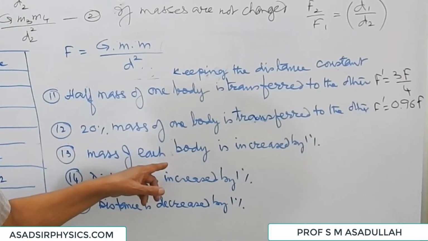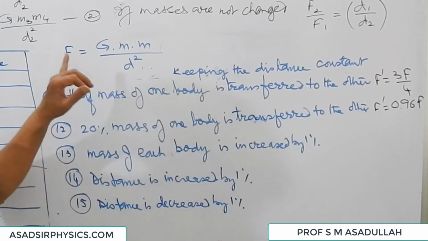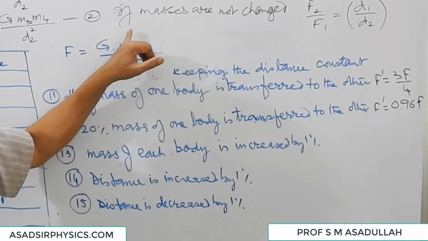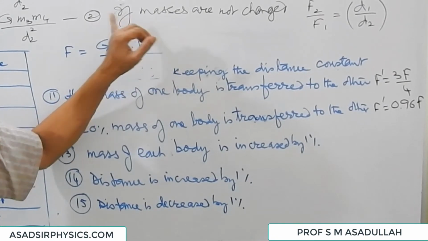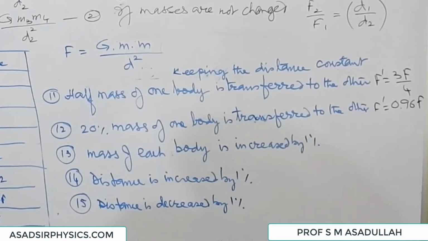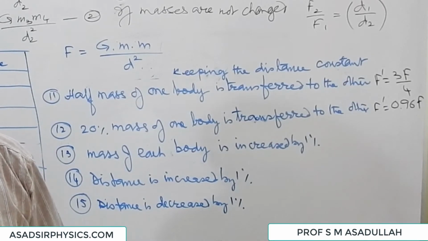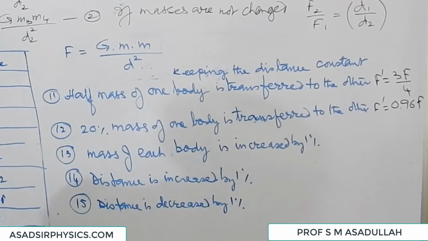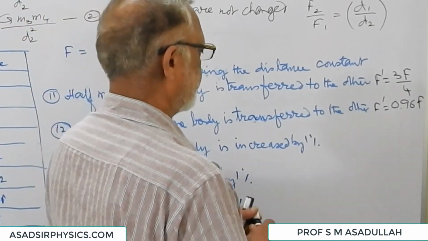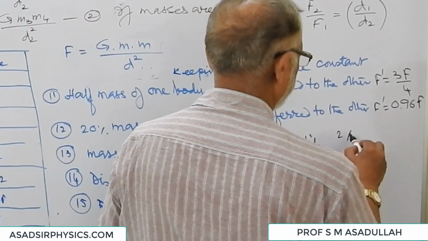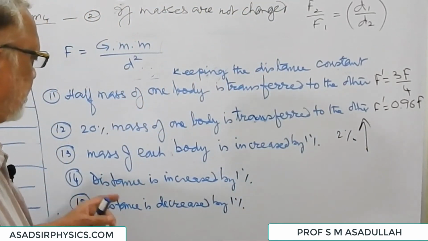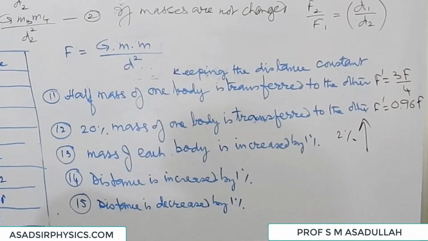Suppose each mass is increased by 1%. So what is the percentage change in force? This is 1% increase, this is 1% increase. Total increase in force is not 1% into 1%. This is 1% plus 1%, that is 2%. It is a 2% increase. Now, only distance is increased by 1%.